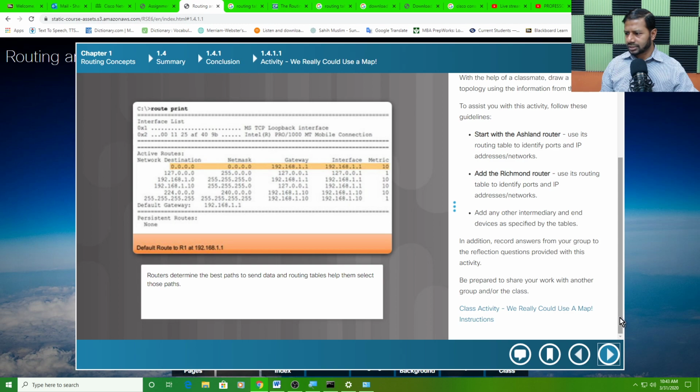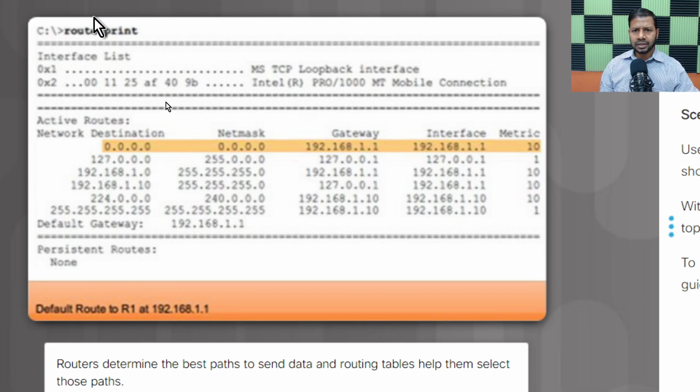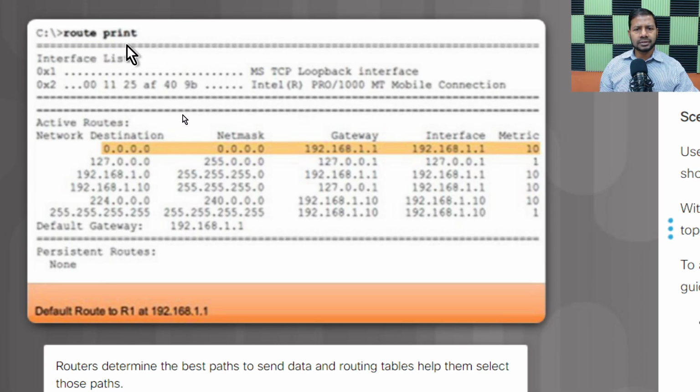I'm trying to see whether it's here or not. Okay. This one shows something very interesting. Look, what is showing in this one? Route print is a command, and that's in my command prompt. So route print is a command that shows the routing table in my computer. Let's try to use that.